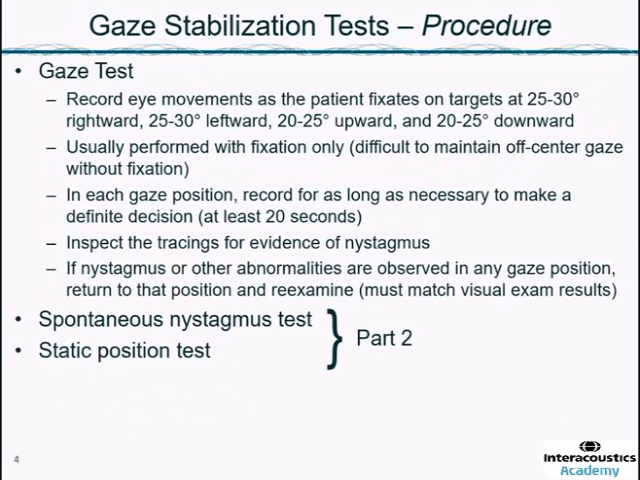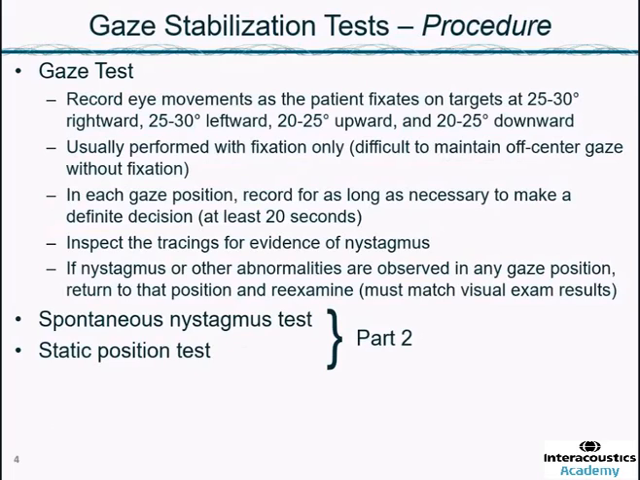So let's go through each one of these tests and review the procedures, and then we'll go to the findings. In the gaze test, you primarily want to record the eye movements when the patient is looking at a target about 25 to 30 degrees to the right or left, and about 20 to 25 degrees up or down.